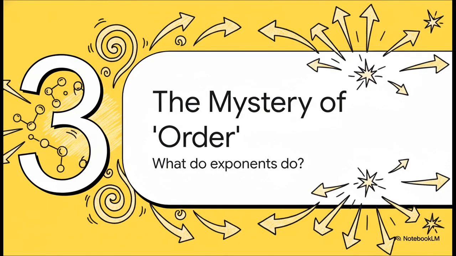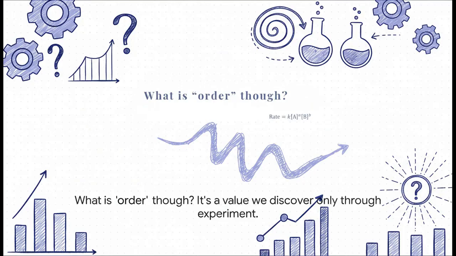All right, so now we get to what I think is the coolest part of this whole equation: those little exponents, a and b. We call them orders. And honestly, understanding them is the secret to really getting rate laws. They tell us exactly how much of a difference each ingredient makes. So what is order, really? It's not just some random number we can guess from the main reaction. Nope. It's something we can only figure out by doing experiments. And it shows us this hidden connection between how much stuff you have and how fast things happen.